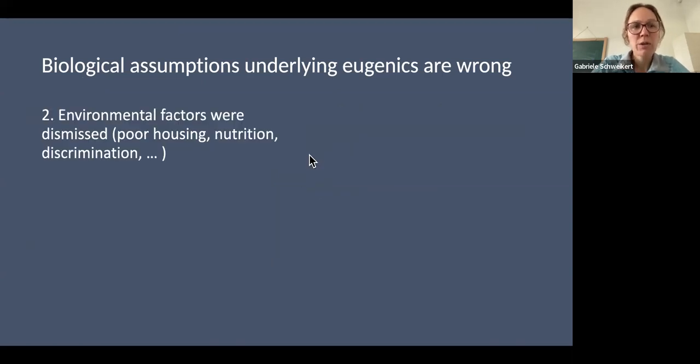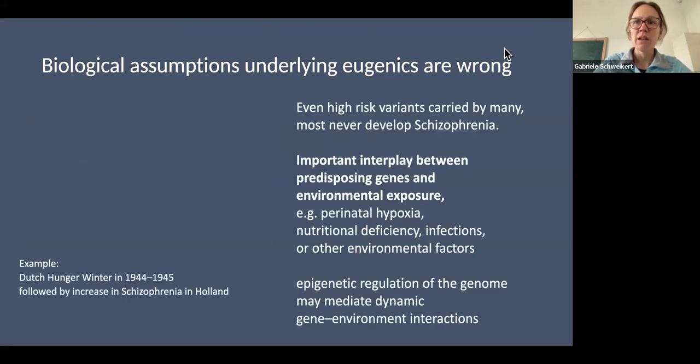based on even a large number of genetic variants in many cases. Also, the assumption was that schizophrenia was a purely genetic disease, so environmental factors were dismissed completely. So poor housing, nutrition, discrimination, and so on, all can contribute. And again, we now know that epigenetic factors can be mediators between environmental factors and the disease onset. So even high risk variants carried by many, most never develop schizophrenia.